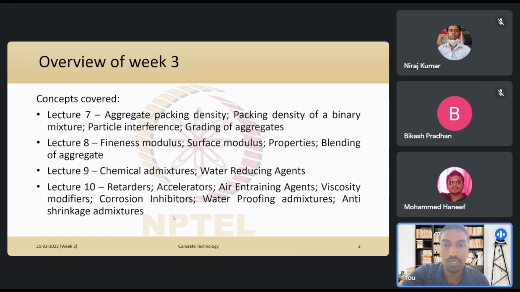And then we also looked at the grading of aggregates. Just give me 1 second, I'll be back.